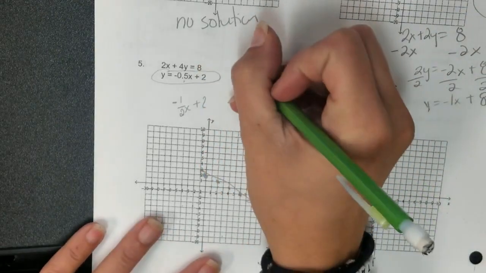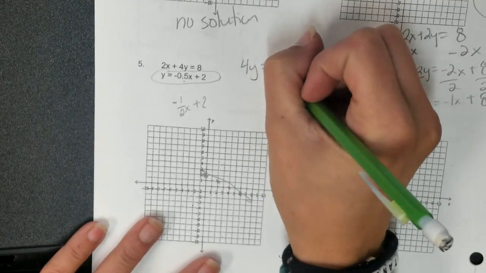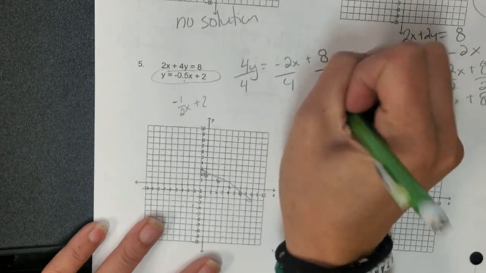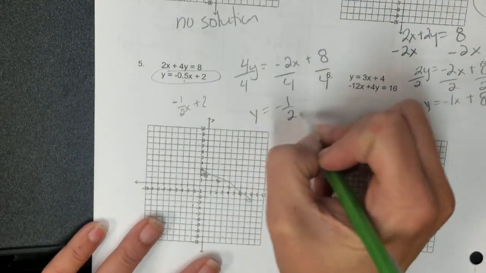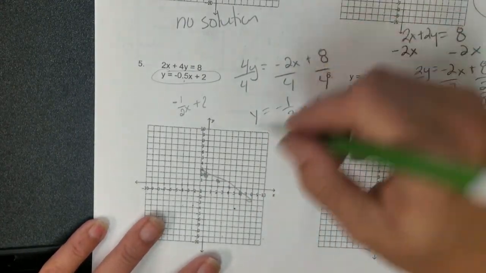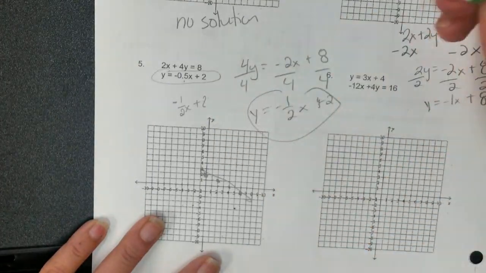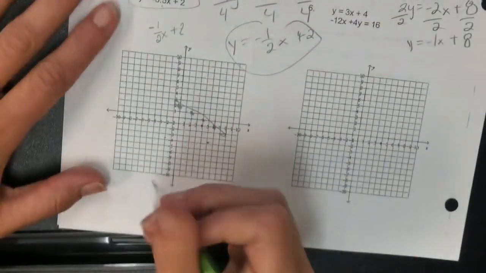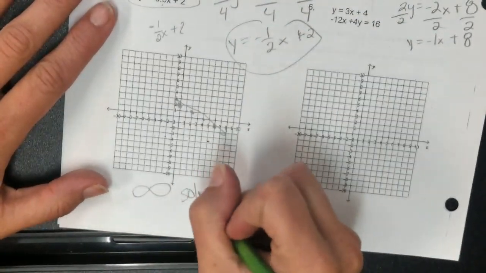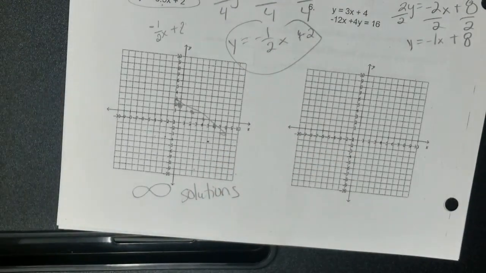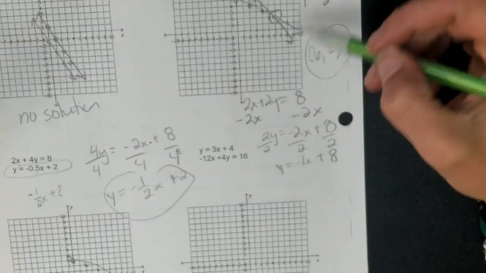Okay, the next one I have to put into slope-intercept form. So y equals, I'm subtracting 2x from both sides, plus 8, divide by 4, y equals negative 1/2 x, pencil keeps breaking, plus 2. Well, look at these two equations. Starting at negative 2, it's the same line. So if it's the same line, we know it's going to be infinite solutions. Okay, infinite solutions.